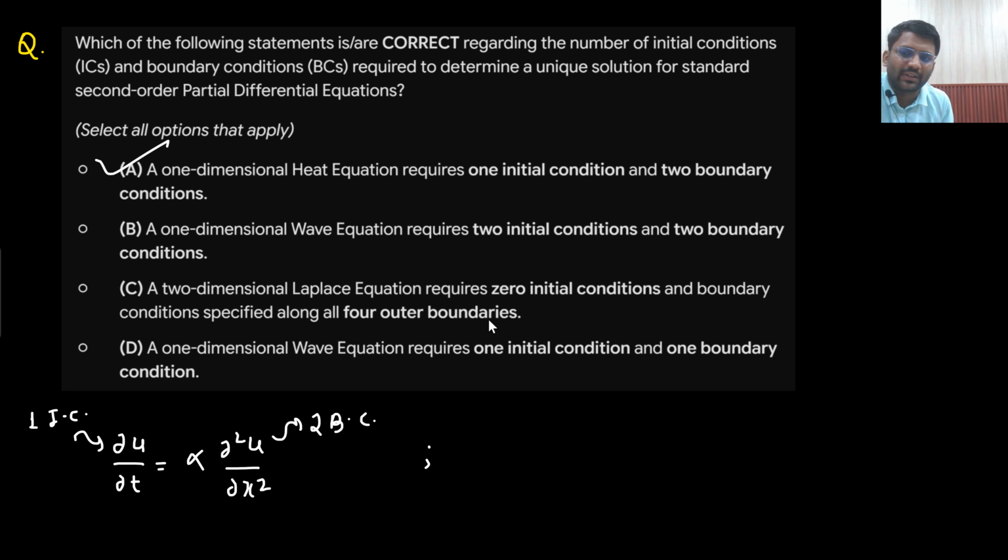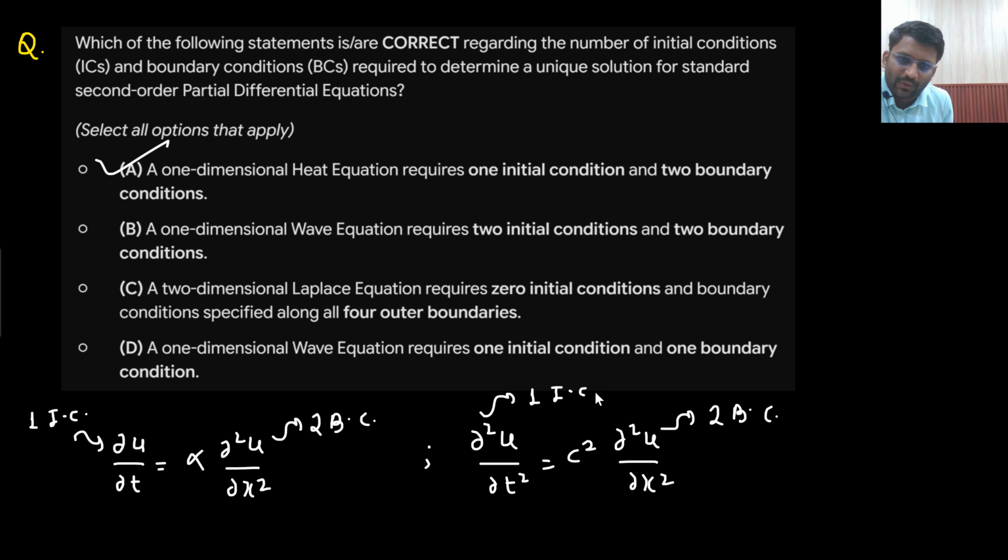Next, what about the wave equation? One dimension wave equation. So the wave equation will say del square u by del t square equals to some constant times del square u by del x square. So two boundary conditions and one initial condition. Two dimension Laplace equation, and this option is wrong.